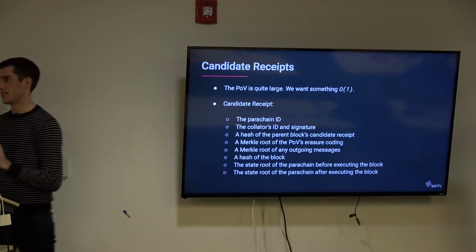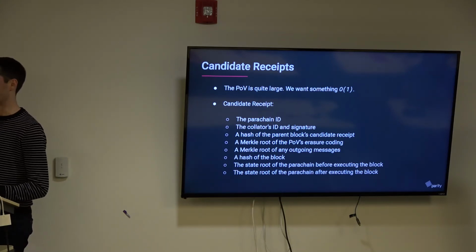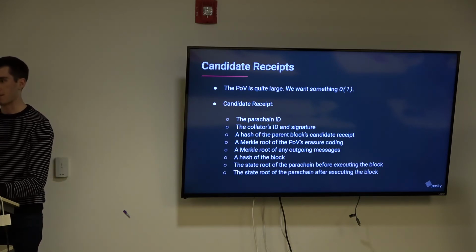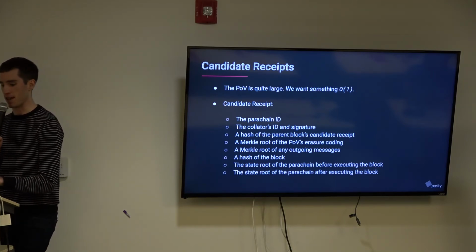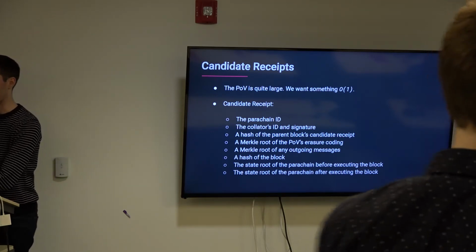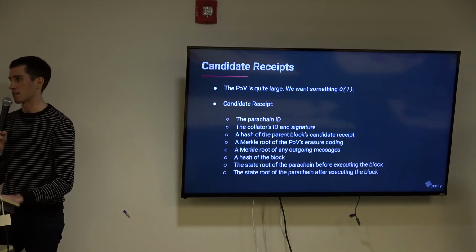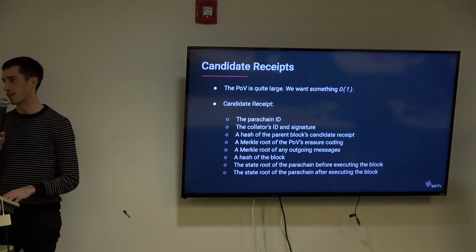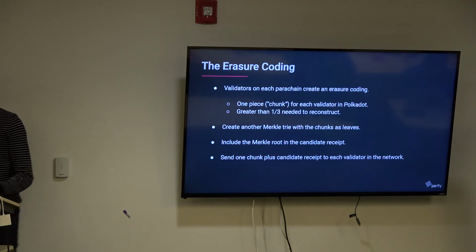So all the rest of the validators on the relay chain are only going to see this smaller thing, and a little bit of the erasure coding. But we'll get to that. This is the only thing that's actually going to go into a relay chain block. It's just a concatenated list of hashes, like a Vec of hashes. So this is fixed size, and this represents the whole PoE. Got it. Okay.